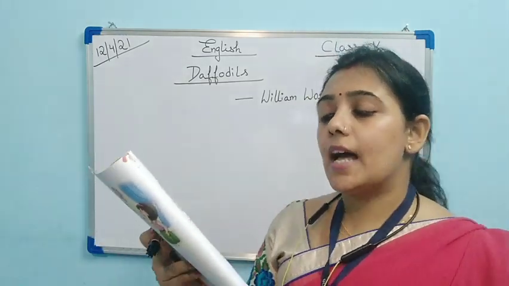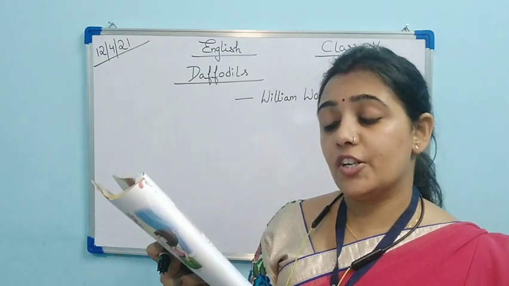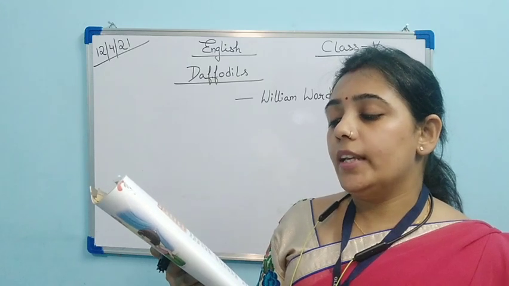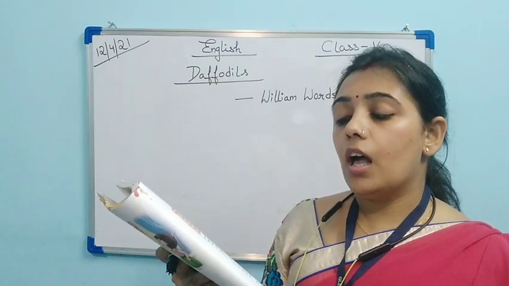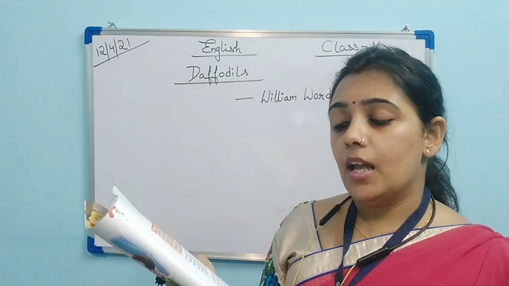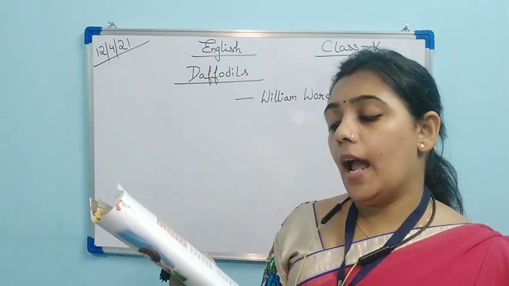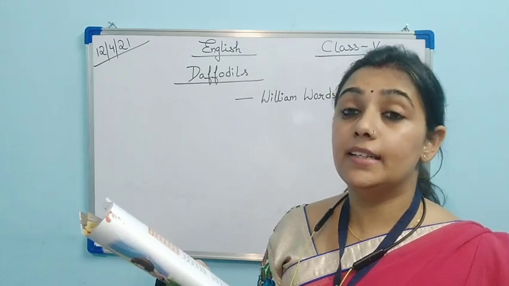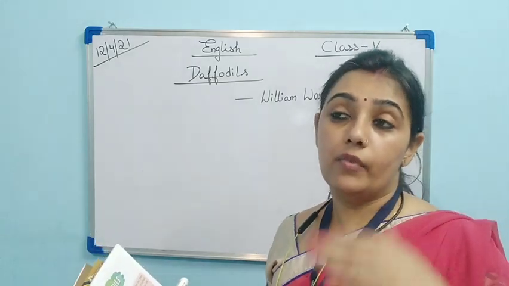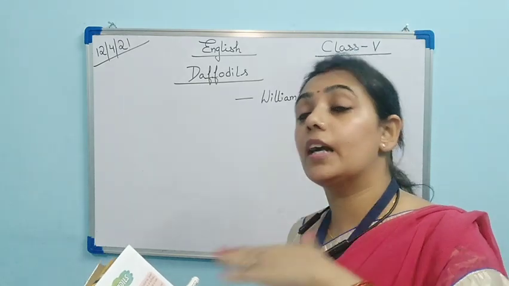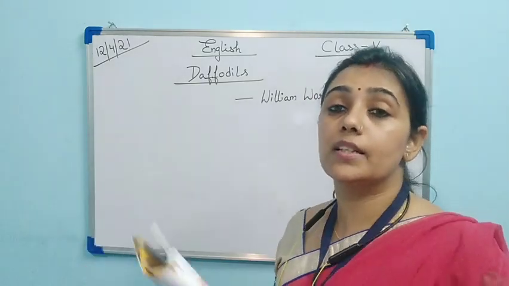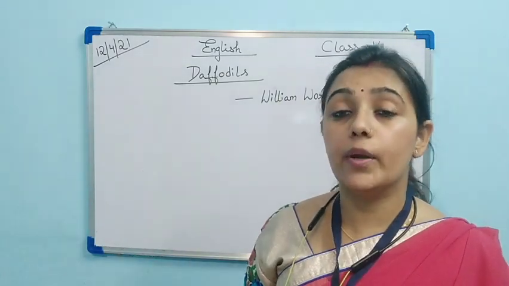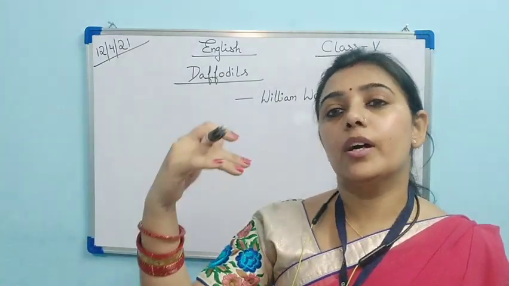Now, continuous as the stars that shine and twinkle on the Milky Way, they stretched in never-ending line along the margin of a bay. 10,000 saw I at a glance, tossing their heads in sprightly dance. That means when the poet was seeing them, it was continuous, it was there and it was endless. That means till where the eyes of the poet were going, the daffodils were spread till there.